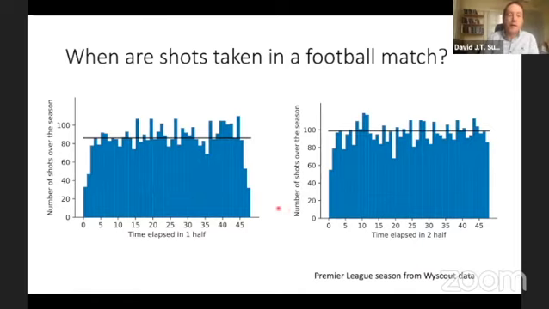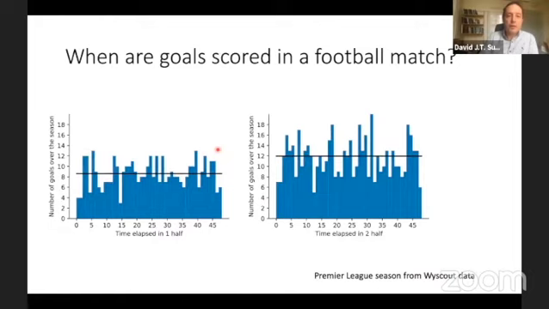But the overall thing I want to emphasize is that you could take the first and second half separately, but you have a reasonably normal distribution of the number of shots that you have per minute, and it's pretty constant throughout the match. And then when we look at goals, we actually find something similar. In this particular data set, there were more goals in the second half than there were in the first half, but they come pretty much any time during a particular half.